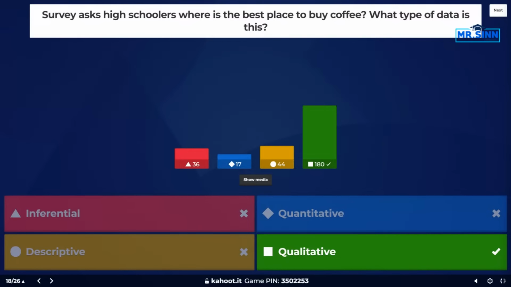All right. It is qualitative. It looks like the majority here. The big thing when we're looking at this, again, remember with qualitative, we are talking about opinions. So asking people where the best is, it's all going to be up for debate.